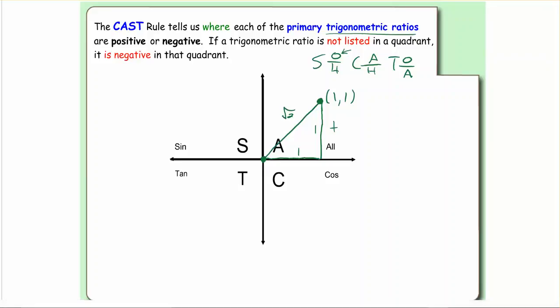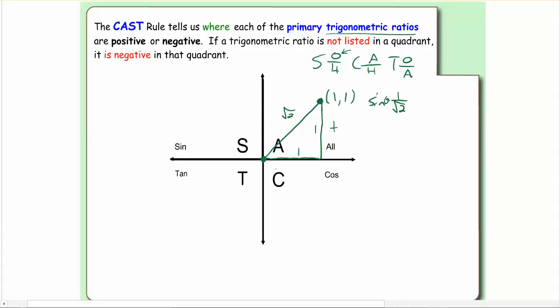If I want to figure out the sine ratio there, sine theta, the opposite I'm going to call 1, and my hypotenuse would be root 2. And it's going to be positive, right? So no matter what I have here, this is going to be positive.